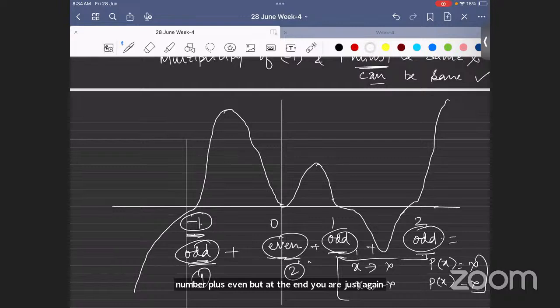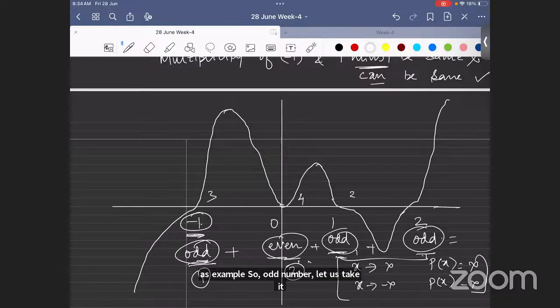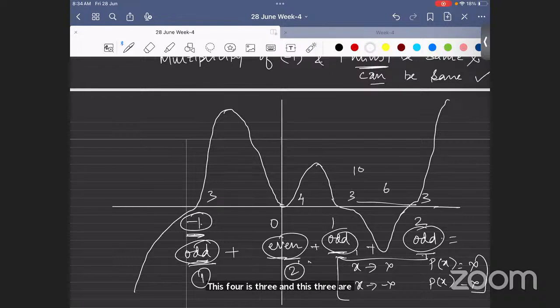So the degree for this polynomial would be an odd number. Is it clear? Take it as an example. Odd number, let's take it as 3, this 4, this 3, and this 3 again. So 3, 3, 6, and then 4 is 10, plus 3 is 13. So you're getting an odd number as a degree, correct?